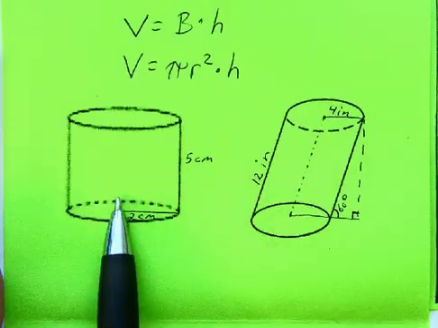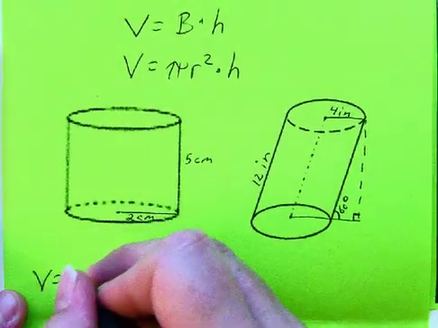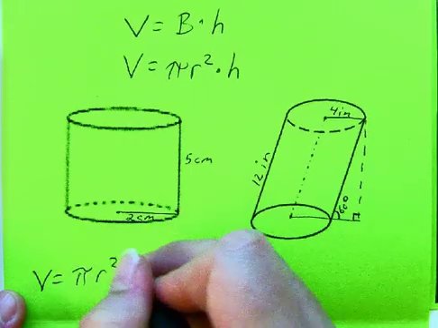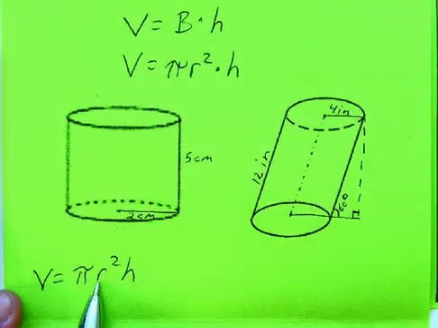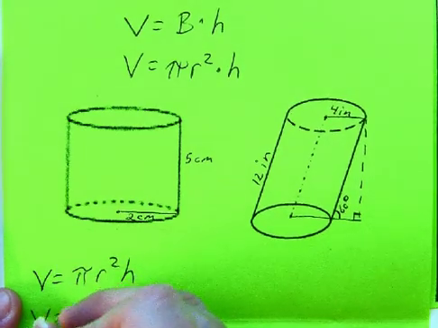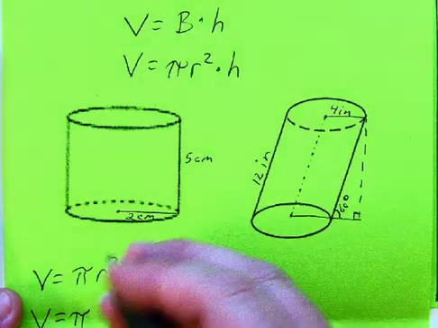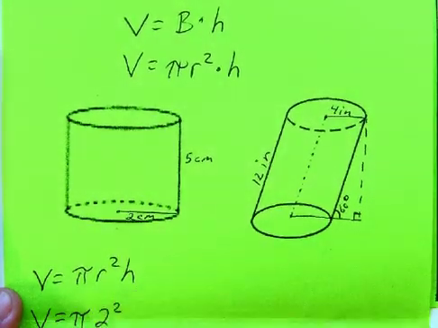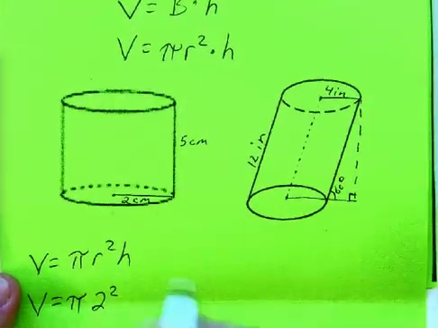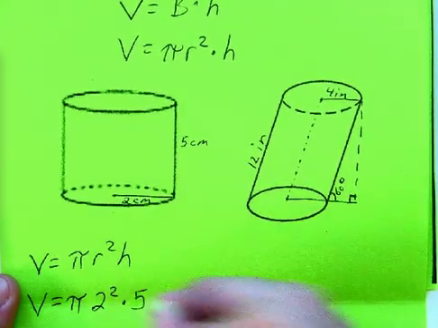So let's start with the right cylinder. We're going to write our equation, V equals pi r squared H. And then we need to find the R and the H. So we're going to plug in V equals pi. The R for this one is 2 centimeters, so 2 squared. And then the H is our height, which is our 5 centimeters, so times 5.